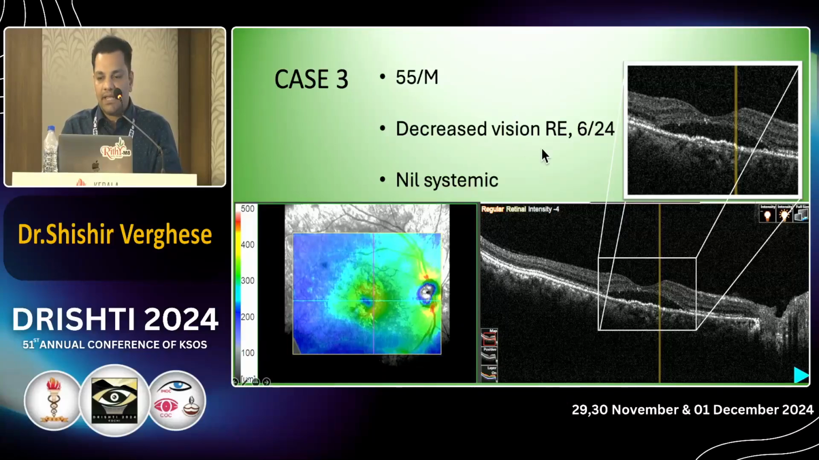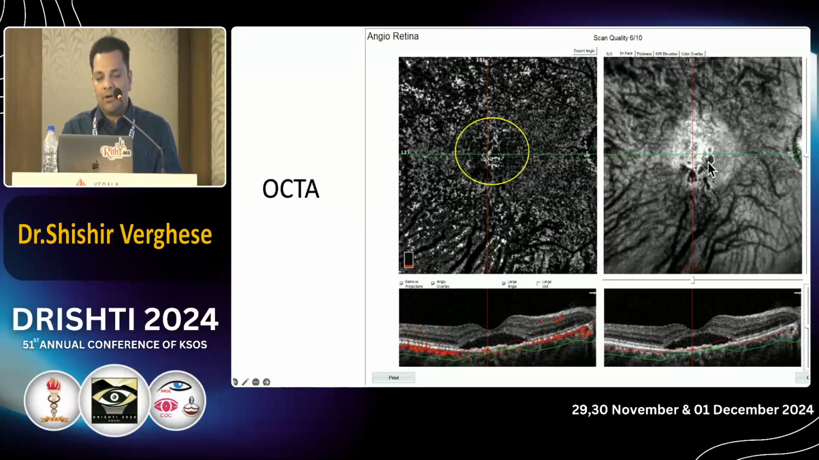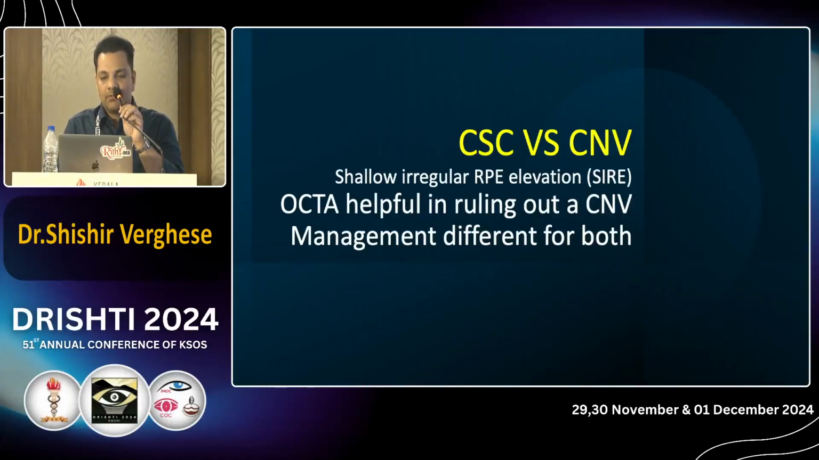55-year-old male, decreased vision right eye, 6/24, no systemic illnesses, and then this is the OCT. We don't know whether it's CSC or a CNV. That's what the OCT is showing, a small shallow RPE elevation there. But when you do the OCTA, you get this nice small vascular network which you see there. And so we know that this is a CNV. So if you want to differentiate CSC from CNV, OCTA can be of help, especially when you have small shallow RPE elevations. So OCTA is helpful in ruling out a CNV, as the management is different for both. CNV will require injections. For CSC, the treatment will be either observation or PDT.